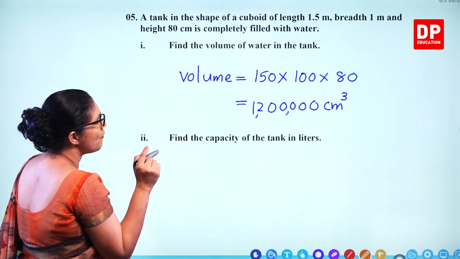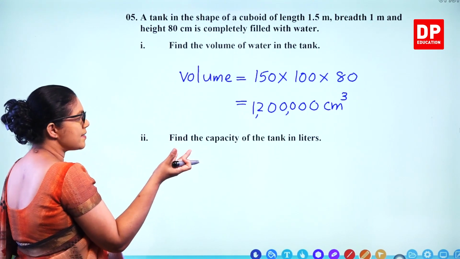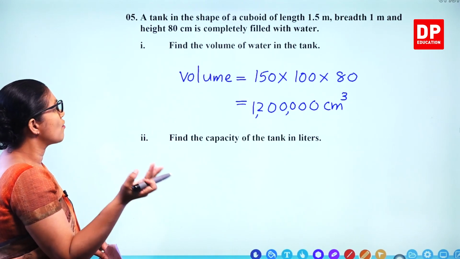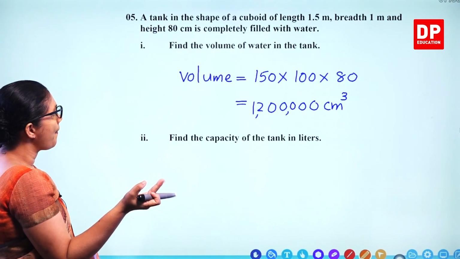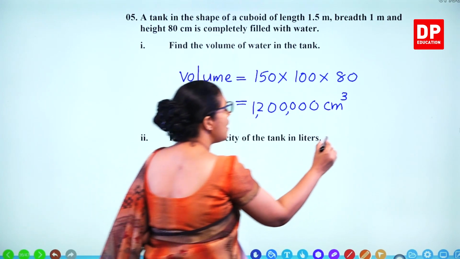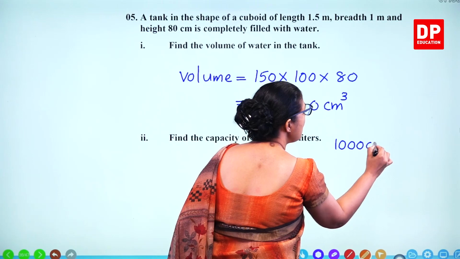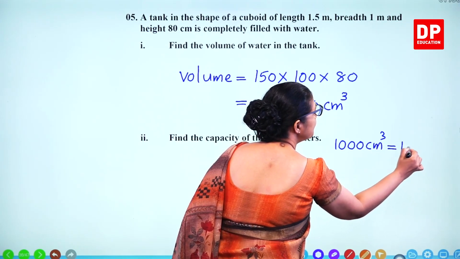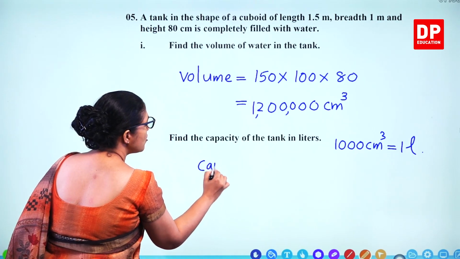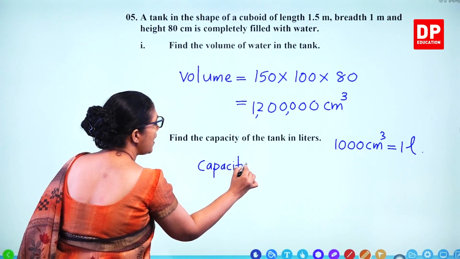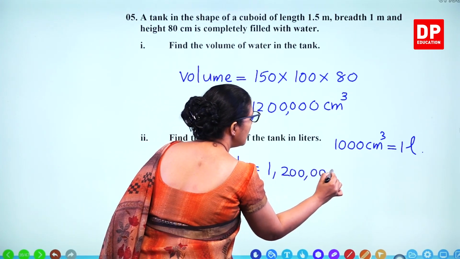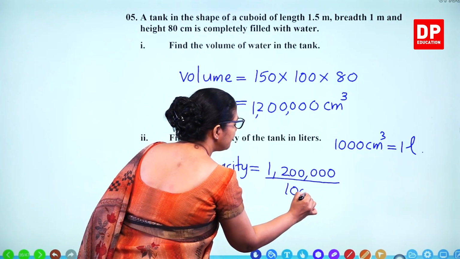Find the capacity of the tank in liters. Capacity means when you fill the tank fully, that's called the volume of the cuboid. But you have to write in liters. What's the relationship? 1000 cubic centimeters is 1 liter. So you have to divide by 1000. So capacity is equal to 1,200,000 divided by 1000.